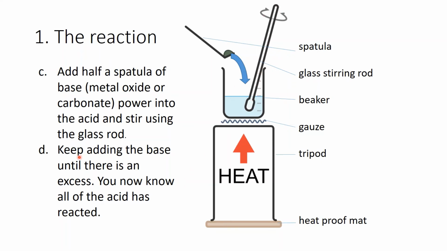And you keep adding the base until there is an excess. That means in the bottom of the beaker here, you'll see excess metal oxide or carbonate. Not all of it will have dissolved. That's important because you know at this point that all of the acid will have reacted. Very, very important for the reaction.